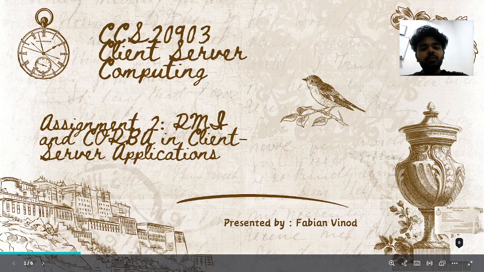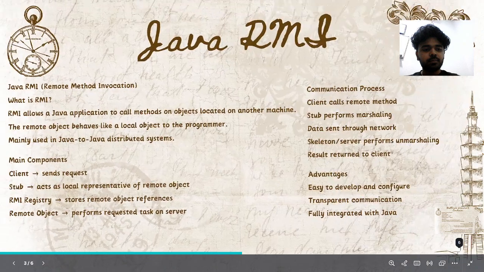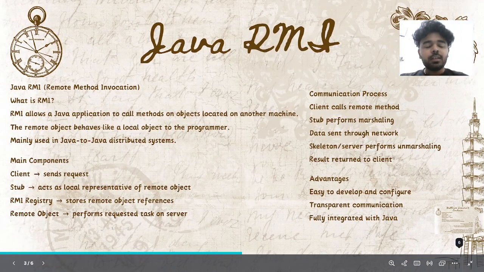Today I'll be talking about two important technologies used in distributed client-server systems, which are Java RMI and also Corba. I'll explain how both technologies work, compare their differences, and then show a simple healthcare system example where both can be applied in a real-world situation. So first, let's start with Java RMI.